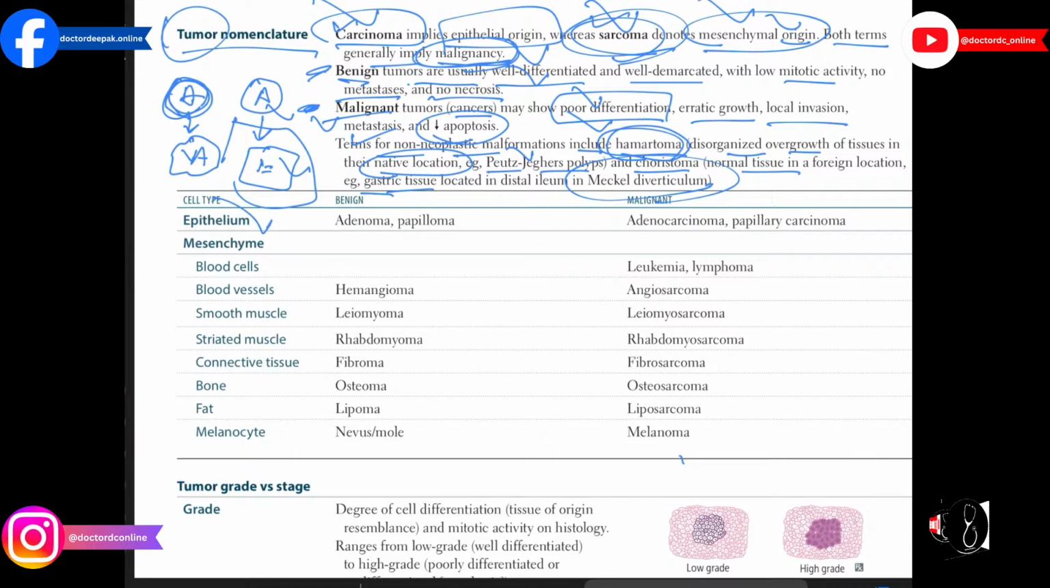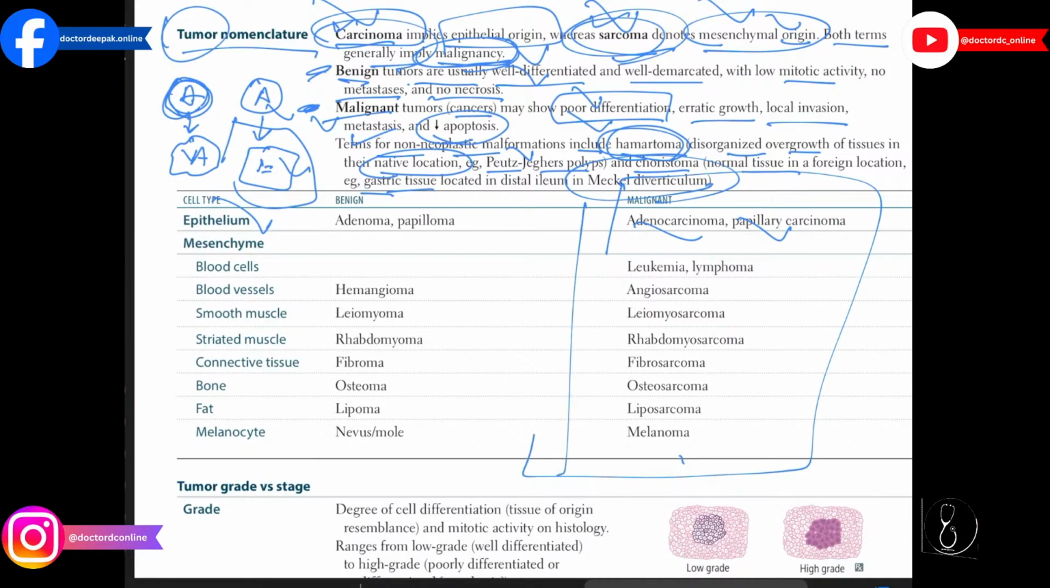If it's epithelial, it will be carcinoma, like adenocarcinoma, and it will be malignant. First we'll start with the malignant type of these tumors. If we are talking about mesenchymal, then it will be under sarcoma. But there are some exceptions like lymphoma and melanoma. If blood cells grow abnormally and are malignant, it becomes leukemia and lymphoma.